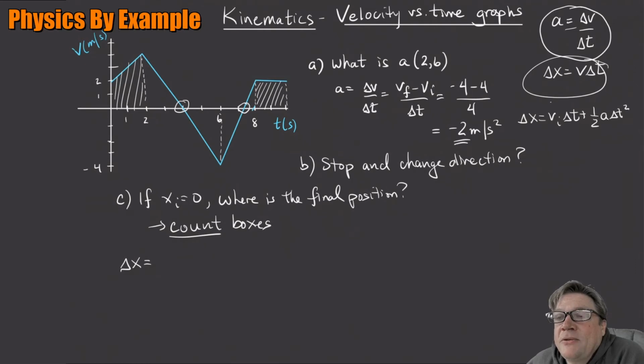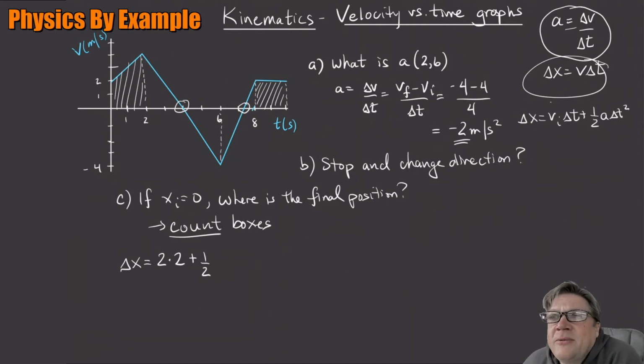Delta x for the first piece is going to be v initial. What's our v initial? Well, that line starts at 2, right? So it's going to be 2 times, what is our delta t? We're just going to keep going until the velocity changes. So it's a straight line up to 2 seconds. So let's do that first piece. So 2 times 2, and then this is going to be plus 1/2.